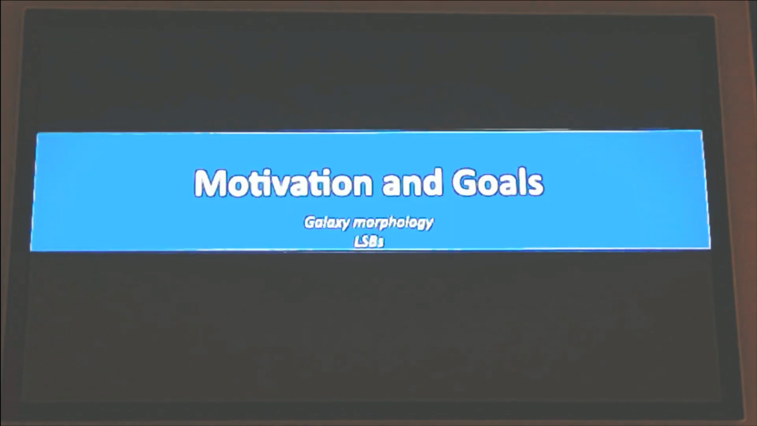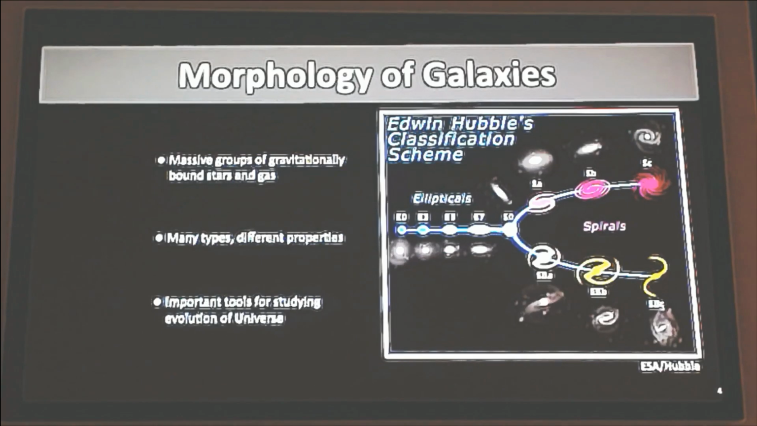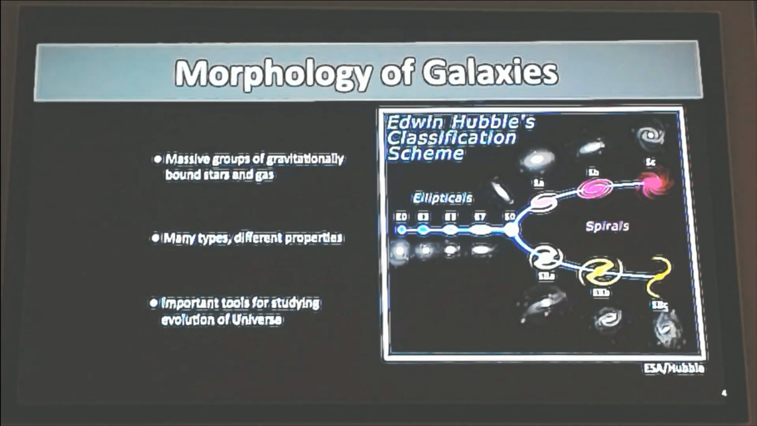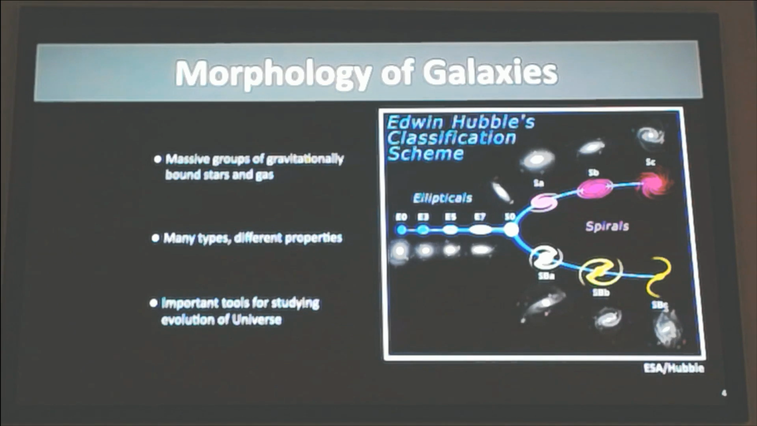So with that, I'd like to jump into the motivation and goals for my thesis project. Galaxies are huge conglomerations of stars and gas and dark matter. But more importantly, they are one of the most important tools we have for understanding the formation and evolution of our universe. When we look out, we see that they come in a wide range of properties. They look different from each other. We call that the morphology of the galaxy.